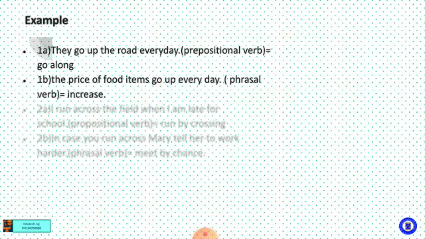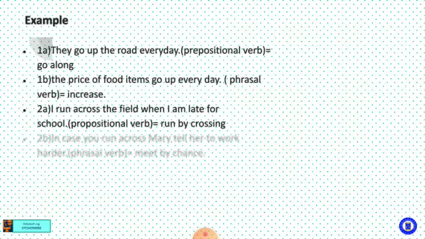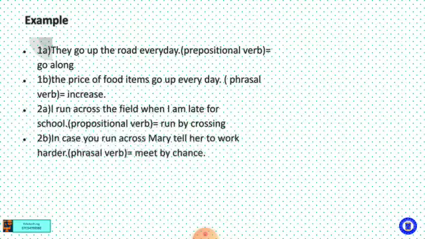Now, the second example, we say, I run across the field when I am late. Run across here is the prepositional verb. It means run by crossing, okay? You apply great speed to your movements when you are running, all right?